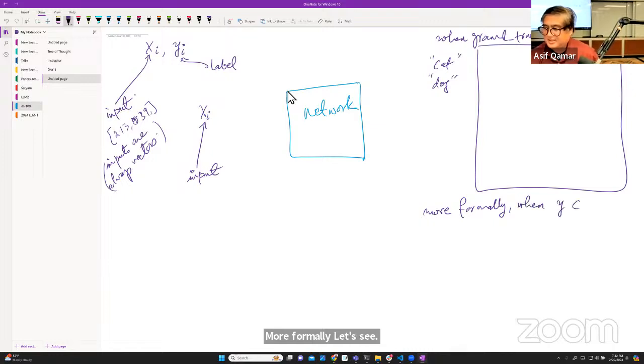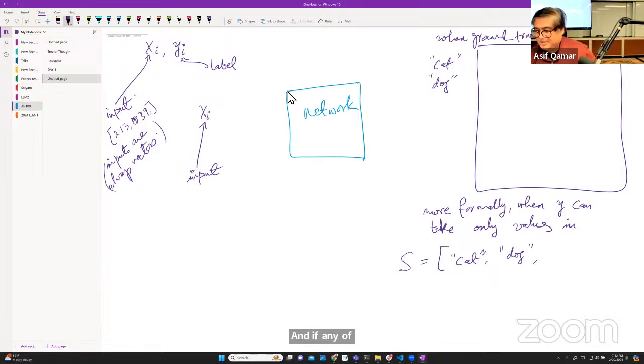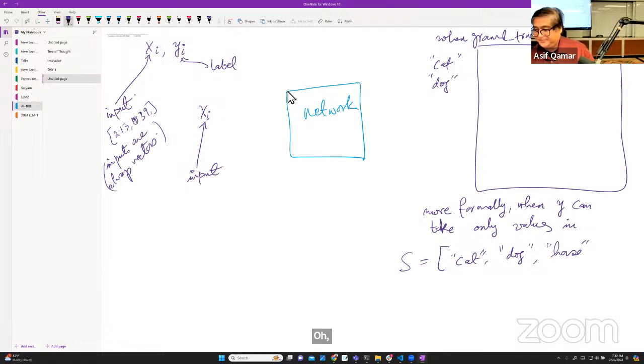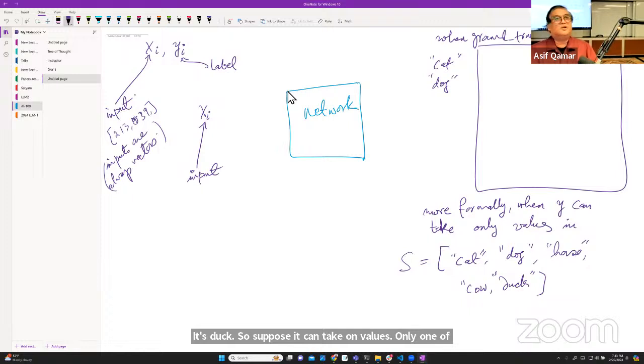when y can take only values in, let's say, a set, let me just say set S. And if any of these gets too formal, let me know. Dog, horse. Let's stick with three animals. Or we can throw in cows and ducks also because we used them last time. Why not? Cow, duck. So suppose it can take on values of only one of these five, because you know that your input cannot be something else. In exams, quite often you are given questions where one of the multiple choices is none of the above, but let's not go into that. We'll just take it to be one of these five. The input, you're guaranteed, is one of the five. And you want to teach your machine to pick one from this.